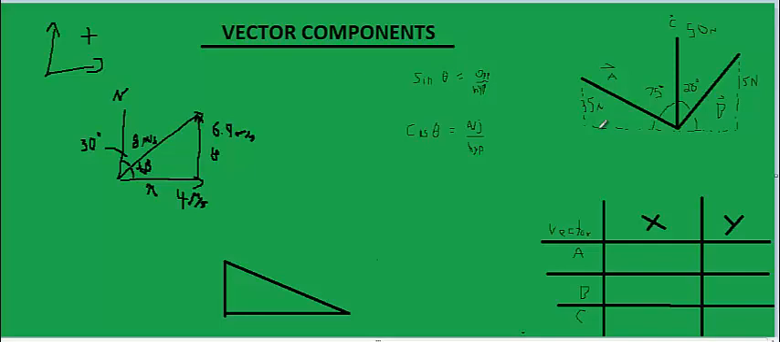Now, the main idea here is that a vector can be written as a sum of a horizontal and a vertical component. And to show that idea here, we have a vector, 8 meters per second, which is velocity, which is 30 degrees east of north.